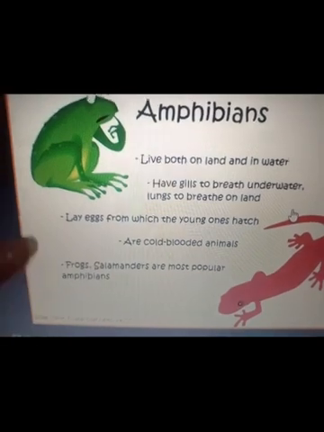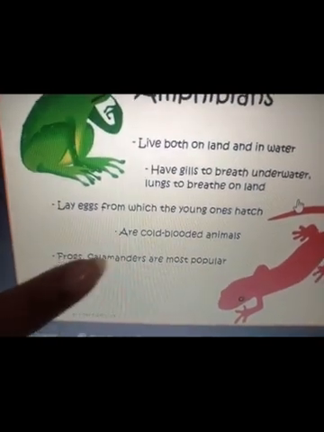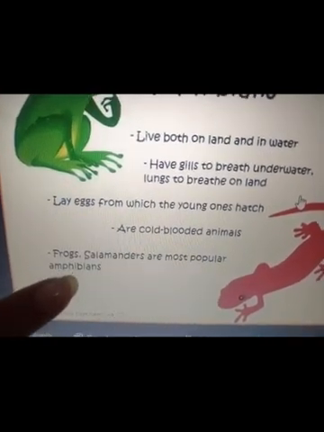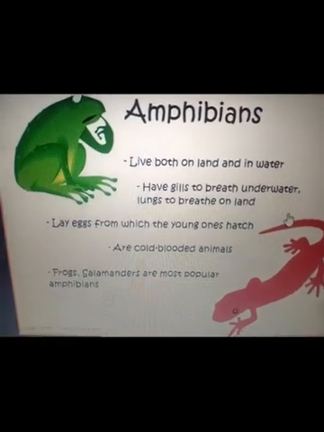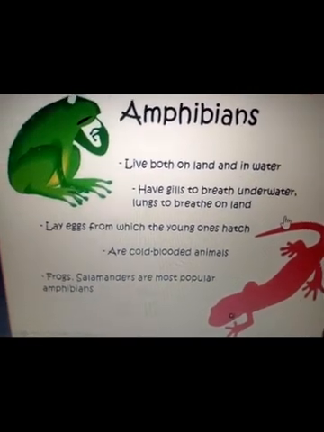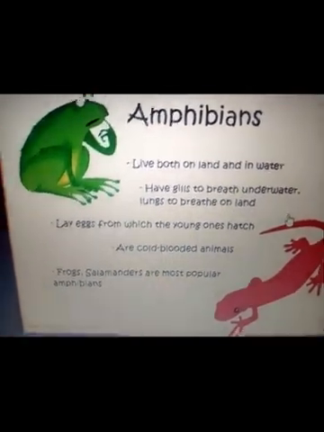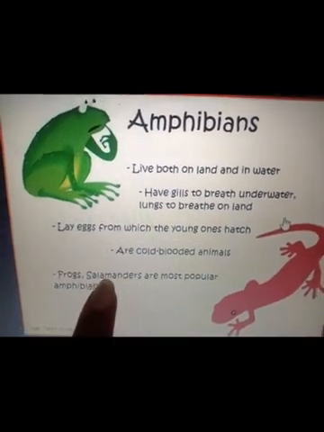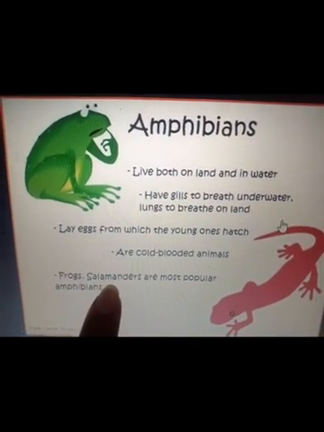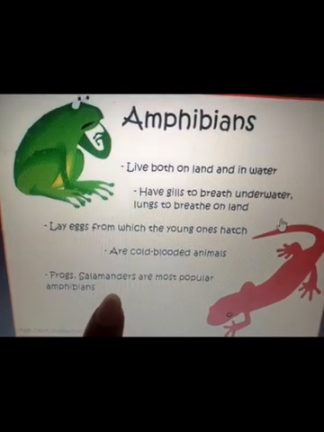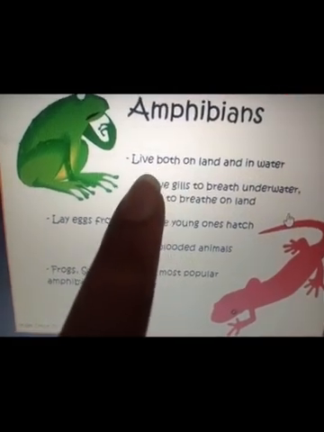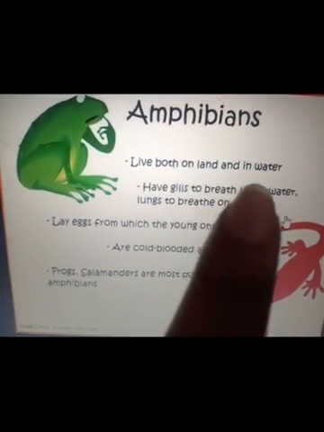Leave these 2 points. This is not of your use. And examples of amphibians are frogs. Salamanders are the most popular amphibians. Salamander is a very important example of amphibians animals. So amphibians animals are the animals which live both on land and in water.